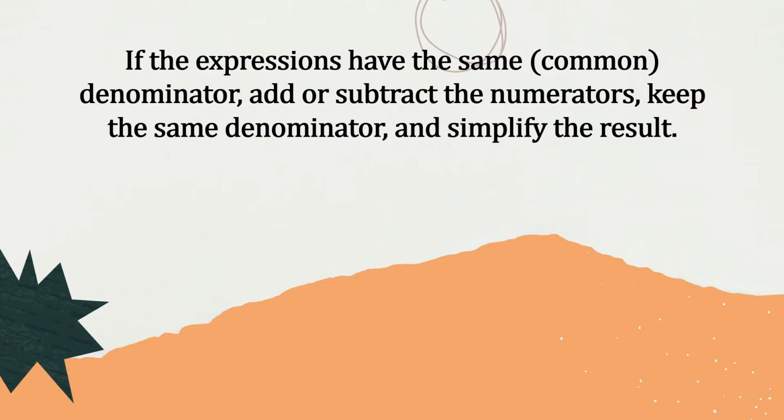If the expressions have the same or common denominator, we will add or subtract the numerators and keep the same denominator, and then simplify the result. When we say simplify, that means writing it in its lowest terms.